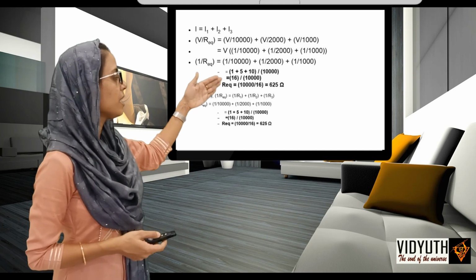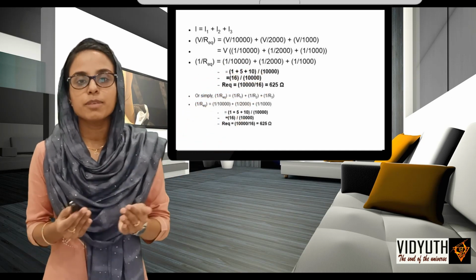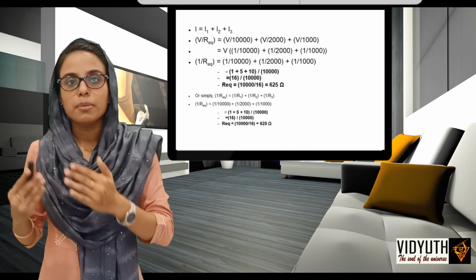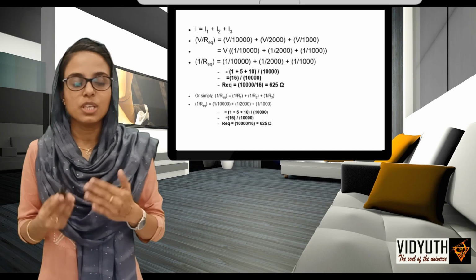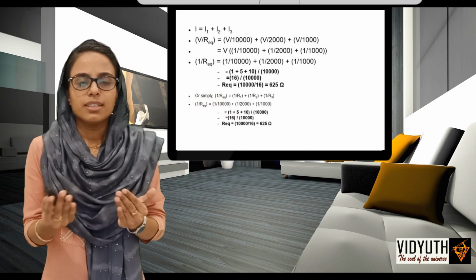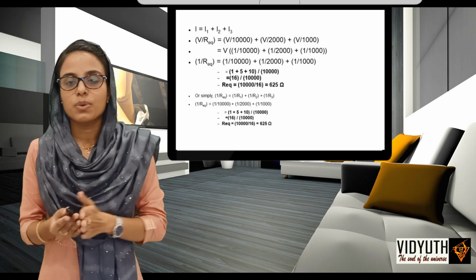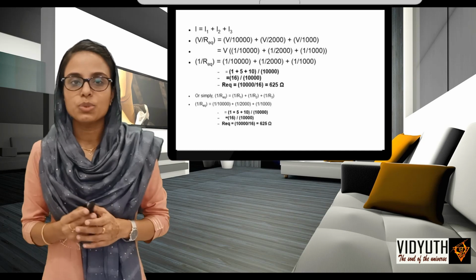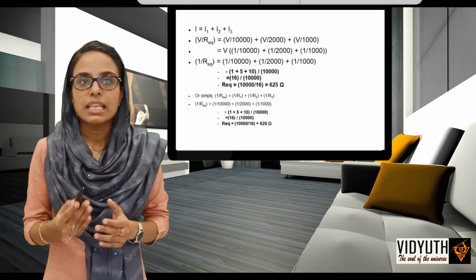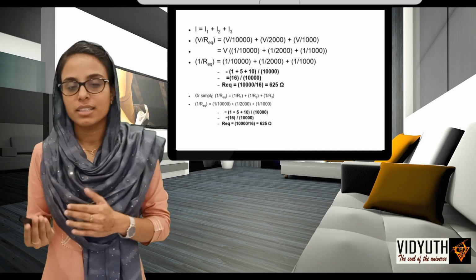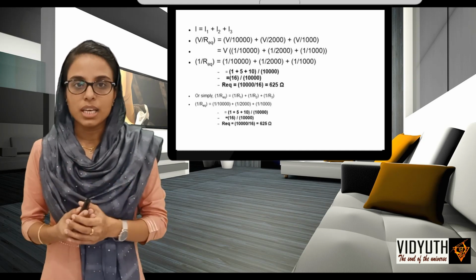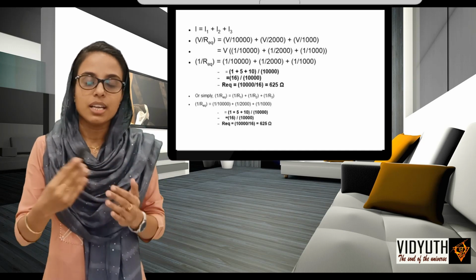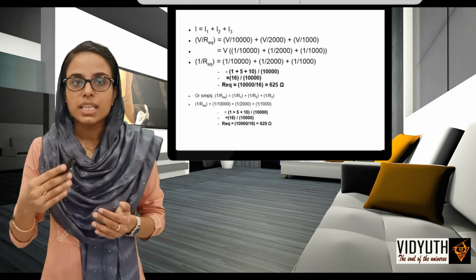So we have I is equal to I1 plus I2 plus I3. When we substitute, V by R equivalent is equal to V by 10,000 plus V by 2,000 plus V by 1,000. The V on both sides cancels, so what do we get? 1 by R equivalent is equal to what? 1 by 10,000 plus 1 by 2,000 plus 1 by 1,000, that will be equal to 16 by 10,000. That is 1 by R equivalent. So R equivalent will be equal to 10,000 by 16.